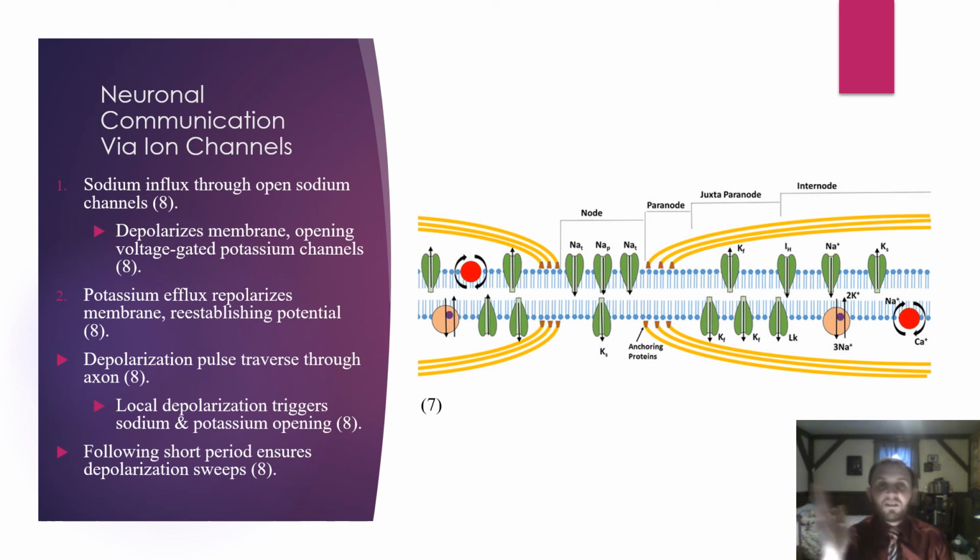So, like I said, milliseconds: close, open, close. This ensures that a unidirectional wave of depolarization, the action potential, sweeps from the nerve cell body toward the end of the axon. So it's a one-way direction. It makes sure that it goes one way. The final destination should be the central nervous system, which is the brain.